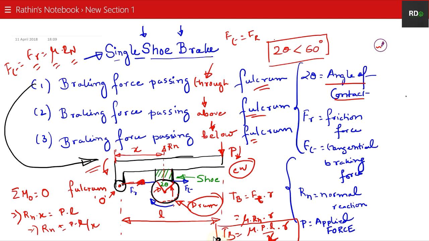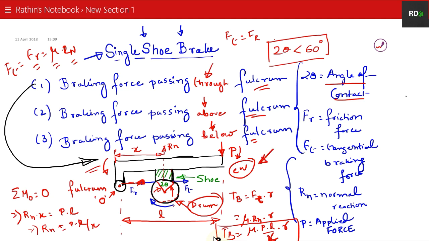This is the first case of the single shoe brake, where the braking force or the tangential force is passing through the fulcrum. In our next case, but you can see this is the clockwise case.